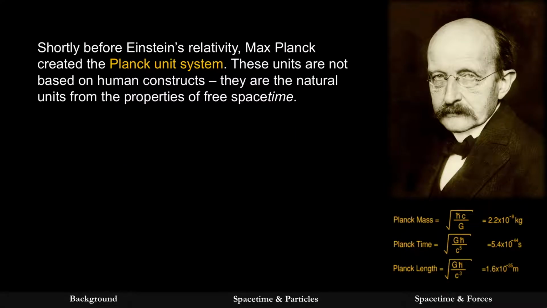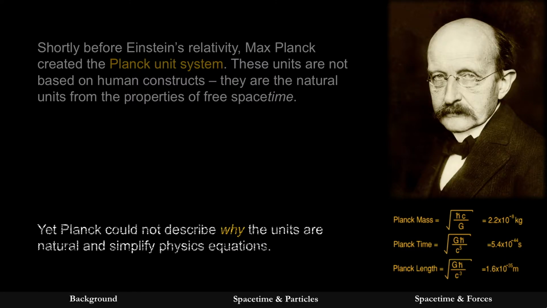Now, before Einstein's work on relativity, Max Planck created the Planck unit system, and these units are not based on human constructs, such as the meter or the kilogram, which are things that we can visually see or measure. They are based on the natural units, properties of free space. You can see Planck mass, time, and length down there at the bottom right, and there's much more, but we're going to go over those three. But Planck could not describe why the units are natural and why they simplify physics equations.